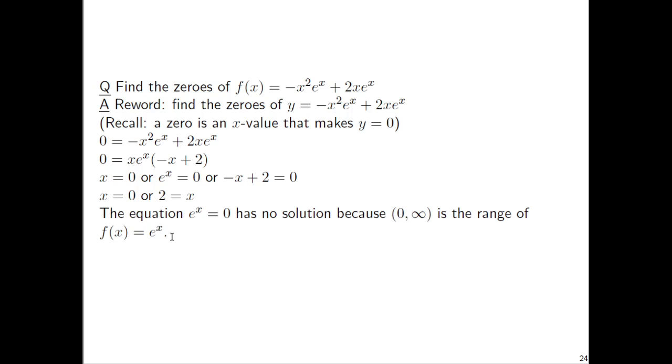So e to the x, its outputs are always in this interval 0 to infinity excluding 0. So 0 itself is never going to be an output. It's never the value of e to the x. So no matter what you pick for x, you just can't get e to the x to equal 0. So that middle equation there has no solution.